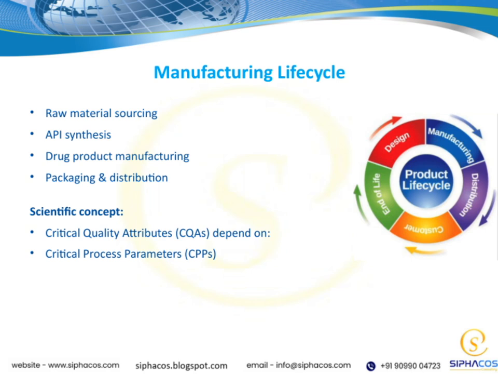Now, underlying all these steps are some scientific principles. Critical quality attributes, or CQAs, are the key characteristics that define the quality of the final product. These CQAs are influenced by critical process parameters, or CPPs, which are the critical variables during manufacturing that we control tightly. Understanding the relationship between CQAs and CPPs is essential because it helps us ensure consistent quality. If we can control the CPPs effectively, we can reliably produce a drug that meets its quality attributes every time. This connection is fundamental to our overall goal of delivering safe, effective medicines.